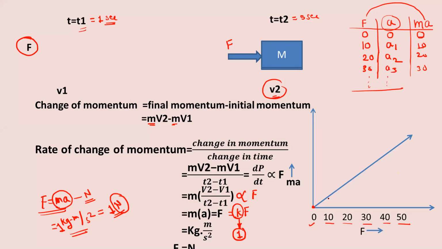So if you plot the graph of force versus this mass into acceleration, force along the x-axis and mass into acceleration along the y-axis, then this slope, which is basically dy by dx, will be 1. And therefore we write this proportionality constant as 1, and finally we get the equation F is equal to mass into acceleration. So I hope this calculation is clear to you. How do we get force is equal to mass into acceleration?